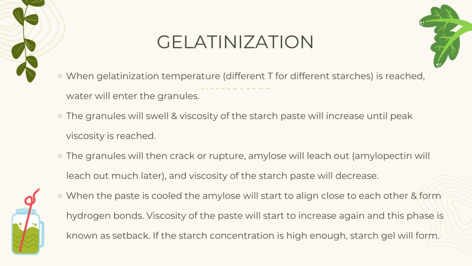When the paste is cooled, the amylose will start to align close to each other and form hydrogen bonds. Viscosity of the paste will start to increase again, and this phase is known as setback. If the starch concentration is high enough, starch gel will form.